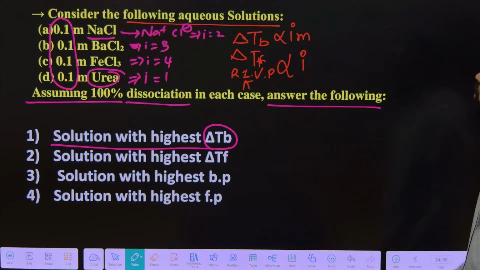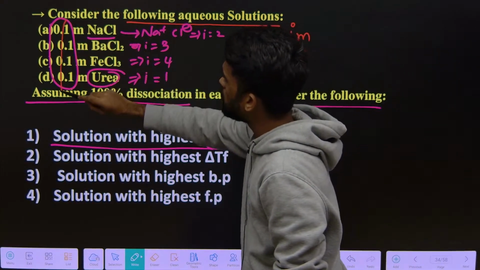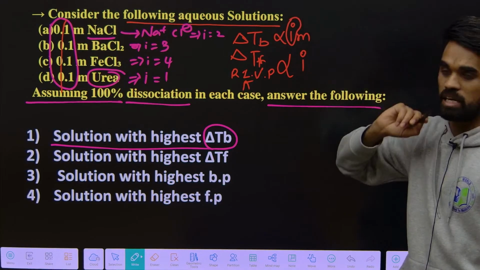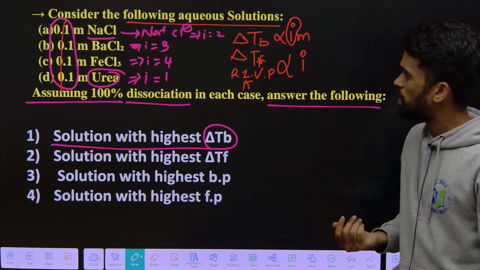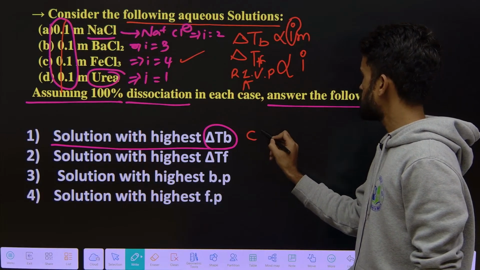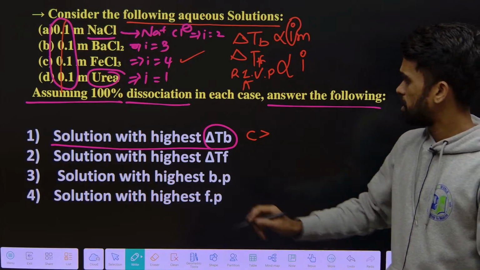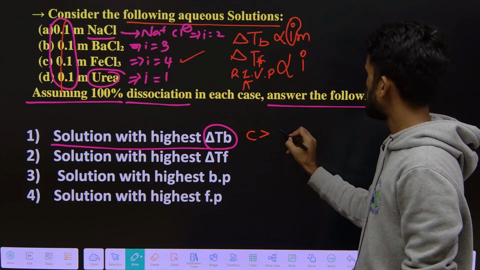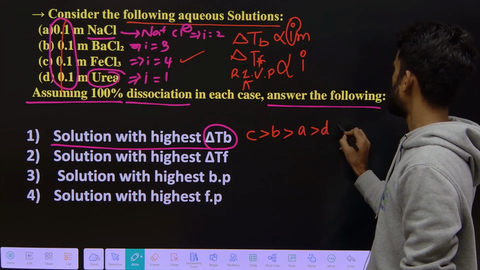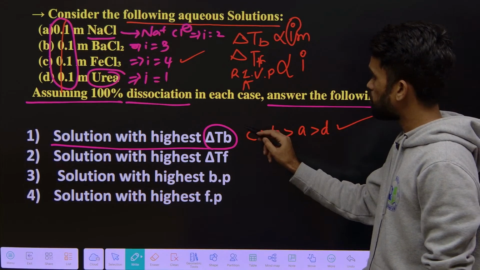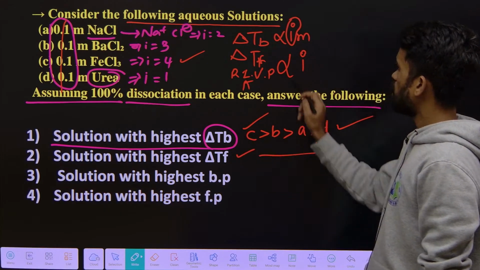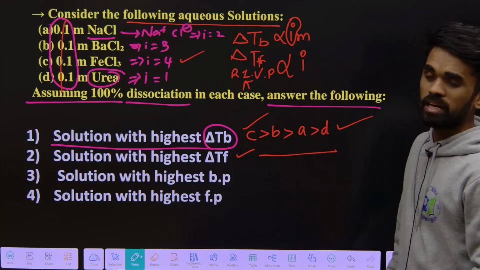Okay, so now since concentrations are same here, you can decide your answer with respect to Van 't Hoff factor i itself. So which one is having more Van 't Hoff factor? C, that's it. So you can say option C will have the highest delta TB value, then after that B, and after that A, and least is for D, that's it. This will be your answer, whether it is delta TF or delta TB, because they are directly proportional to i, the Van 't Hoff factor.